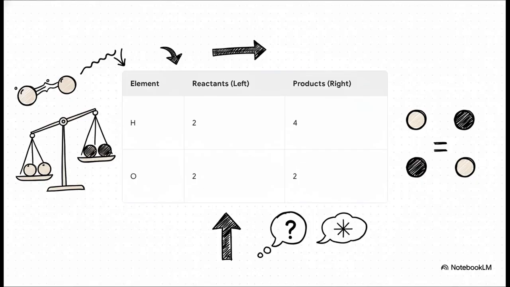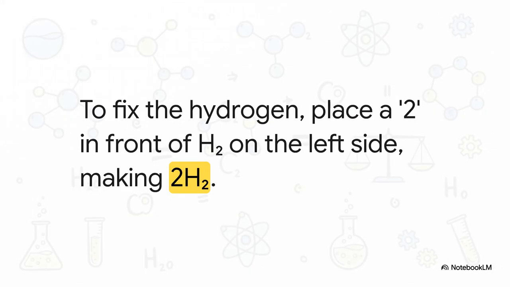But wait a second. Look what happened. By fixing the oxygen, we've kind of messed up the hydrogen. Our new tally shows that the right side has 4 hydrogen atoms, but the left side still only has 2. And you know what? That is totally normal. Balancing is often a back-and-forth process. Like a seesaw, we just have one more step to go. To fix the hydrogen, it's pretty simple. We just go back to the left side and add another coefficient. We'll place a 2 in front of the H2, which gives us 2 molecules of H2 for a grand total of 4 hydrogen atoms on the left.